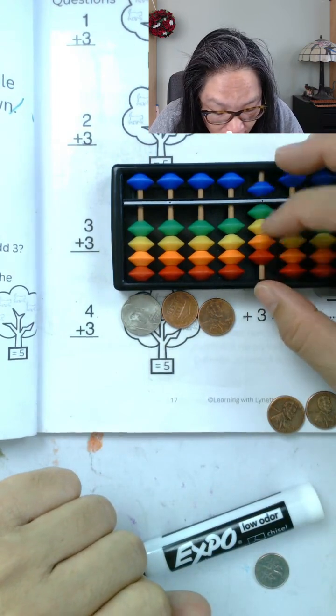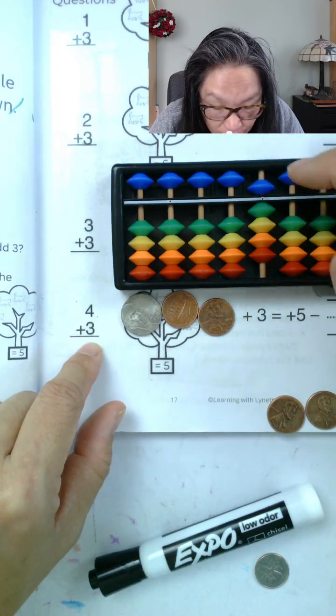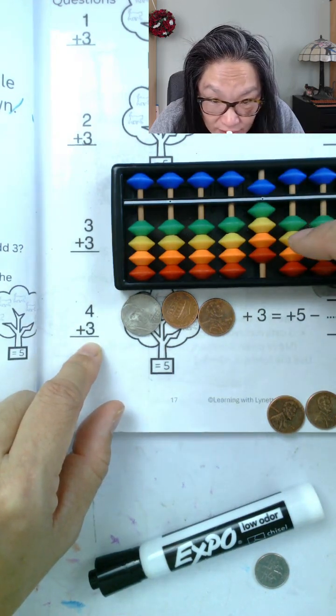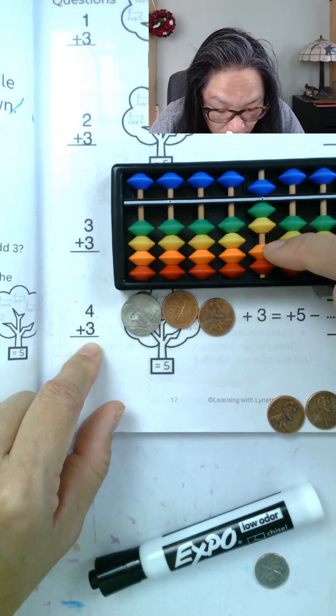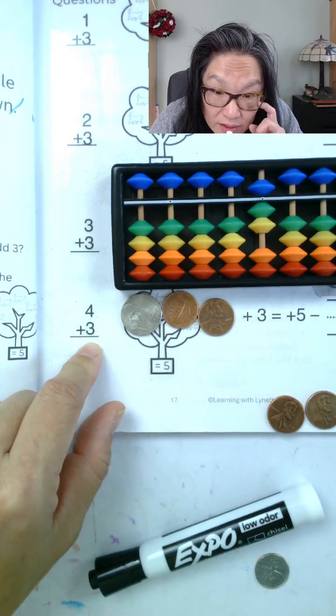So if I can do it again on the abacus, if I have 4 on the abacus, I'm going to add my 5, but 5 is too much, so what do I do? Take away the 2. So my final answer is now 7. Right? Does that make sense? We can do it again.